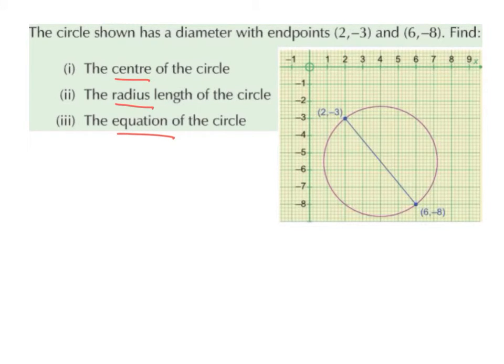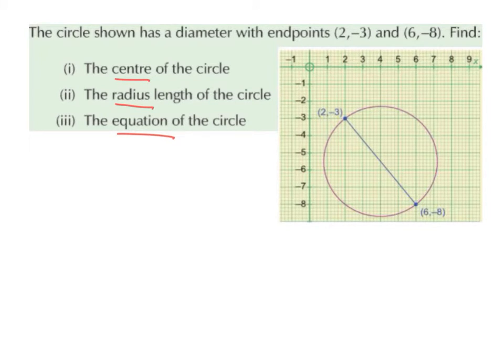Find the radius length of the circle. We can do this by using the distance formula from our formula book. We can either get the distance between these 2 points and divide it by 2 to get the radius, or once we've found the centre of the circle from part 1, we can use one of the other endpoints to find the radius using the distance formula.